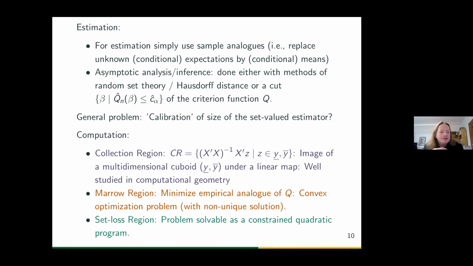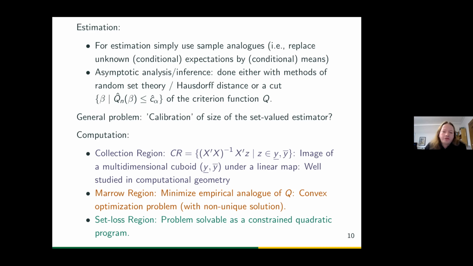And now I will only say something about estimation. In the literature, the most often thing which is done is simply that you replace all unknown things, for example, these conditional expectations, with the conditional means based on the observed sample. And then one can do asymptotic analysis and so on. For the case of the collection region, there's a big literature which uses random set theory. And this works somehow fine. One has also asymptotic normality results.